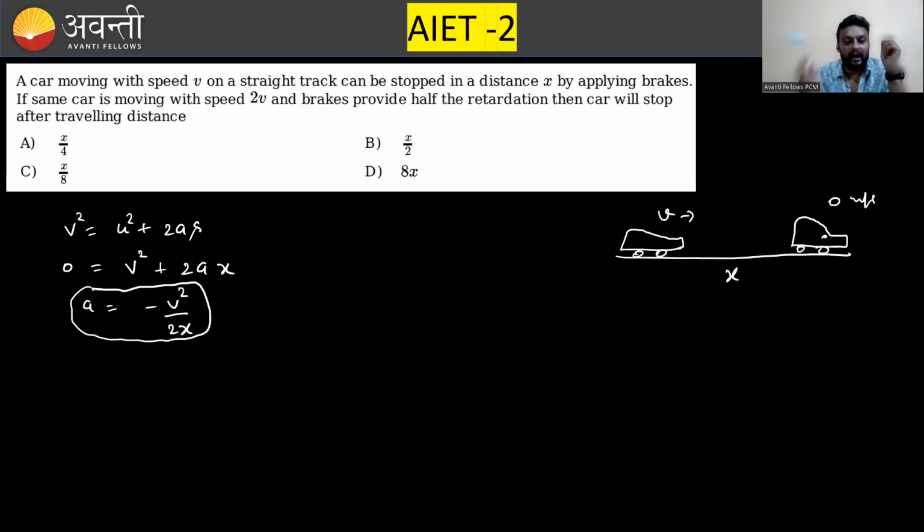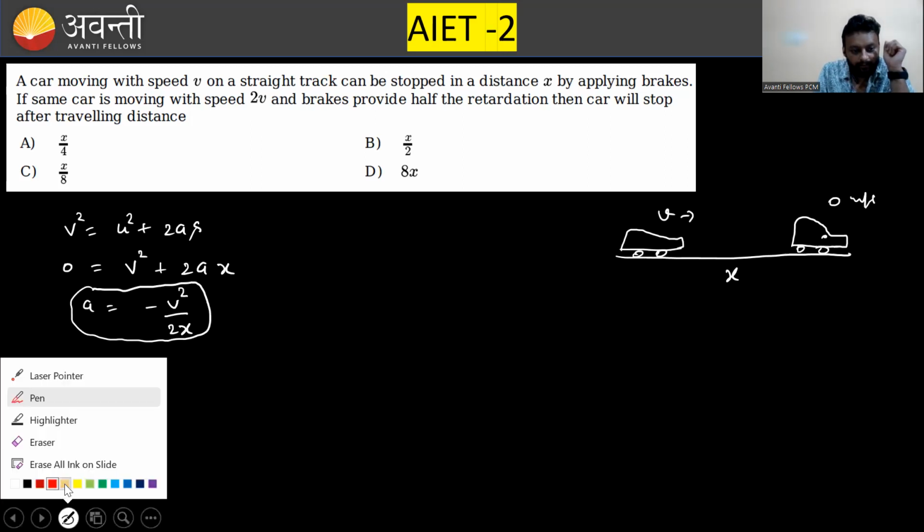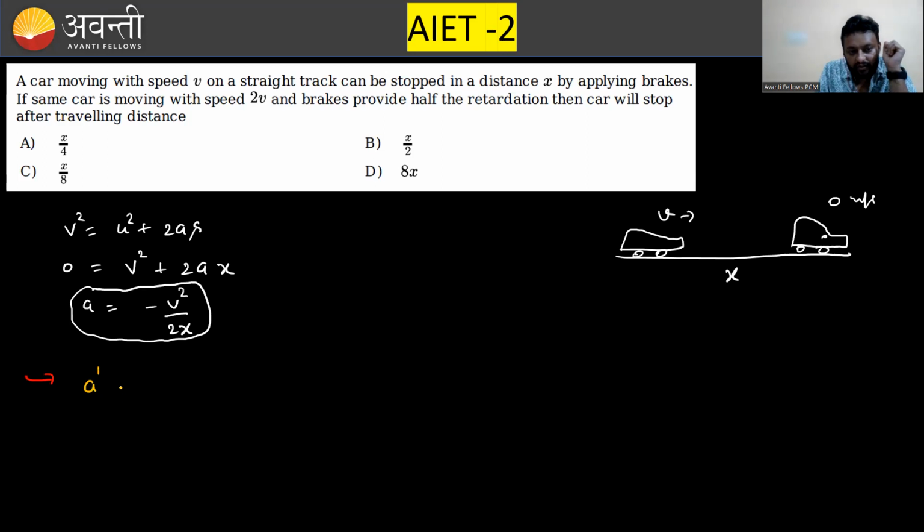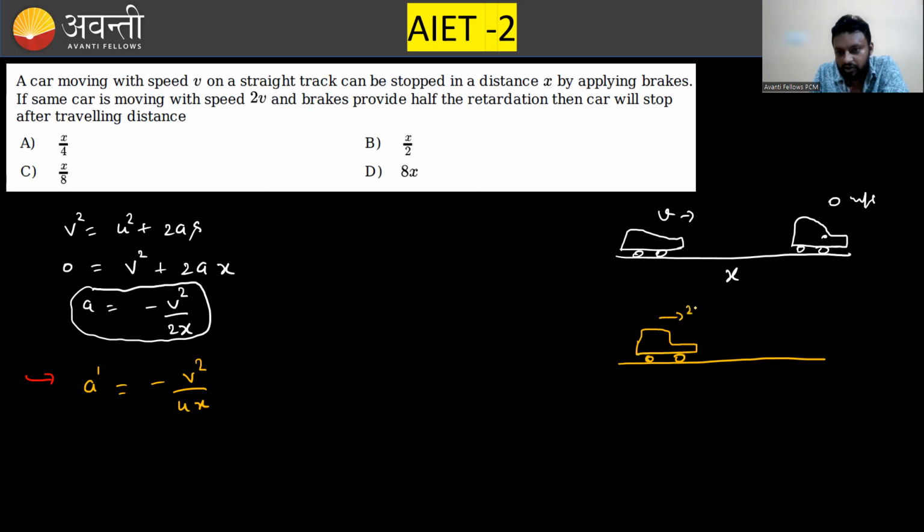a is equals to minus v square by 2x. This is the acceleration. Now in the second statement, the question says the new acceleration, let's suppose it is a dash, is providing half the retardation, that is minus v square by 4x. This is the new retardation. And the new velocity, or you can say initial velocity, is 2v. Now the question is changed, and I will draw some good looking car. It is moving with velocity 2v, and ultimately it will again stop.